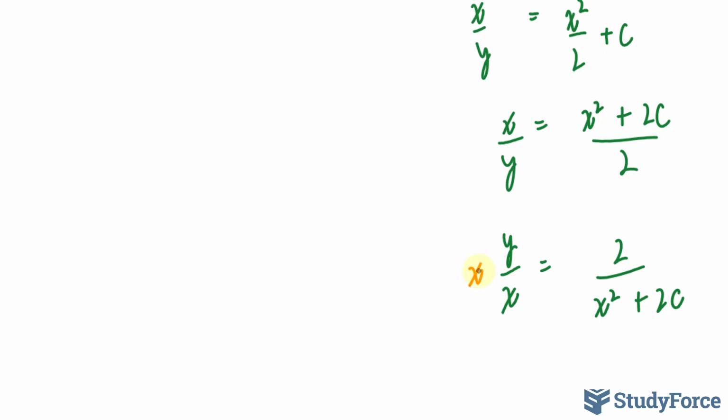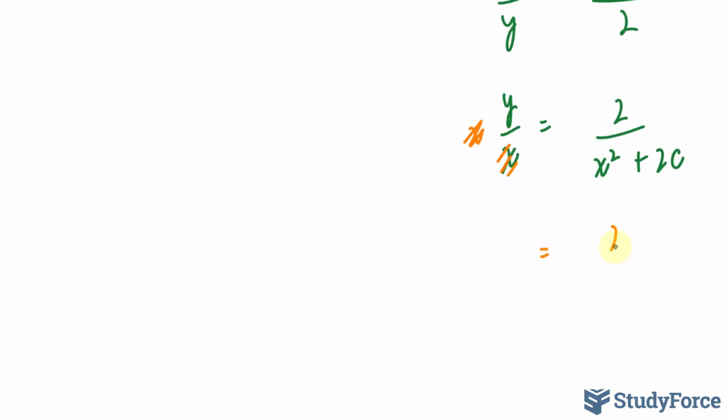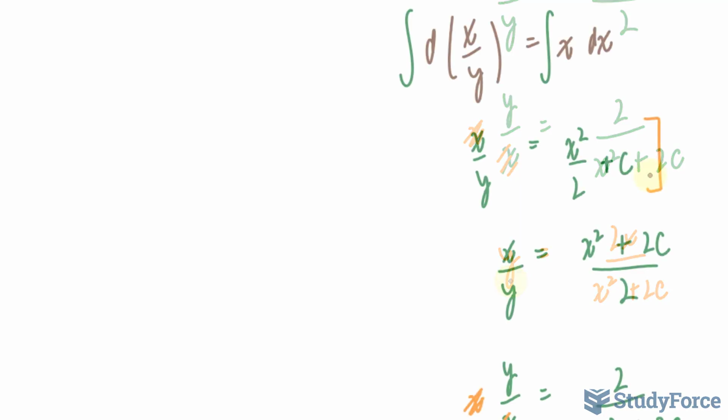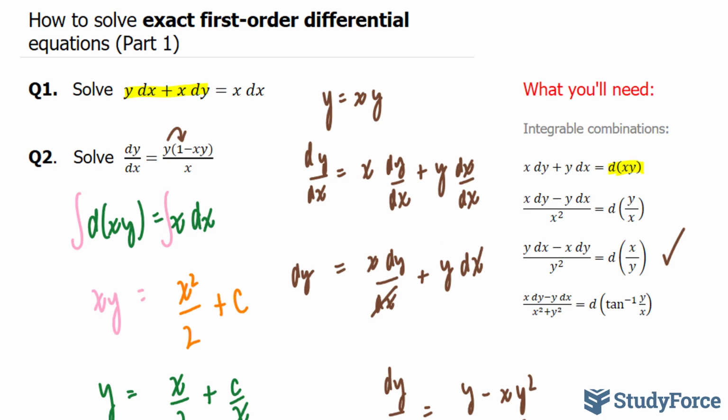Multiplying both sides now by x, this cancels out. And on the right side, we have 2x over x squared plus 2c. And this will represent your final answer. And there you have it. 2 examples on how to solve exact first-order differential equations.